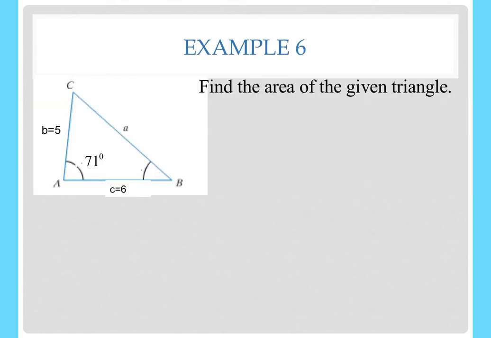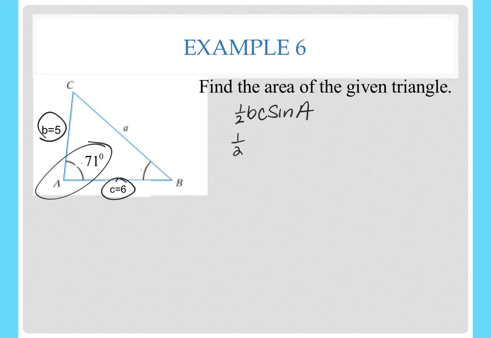Find the area of the given triangle. I have C and I have B and I have angle A. So I'm going to do 1/2 BC sine of A. So 1/2 times 5 times 6 times the sine of 71. And then you let the calculator do the work. So I just type it in as 0.5 times 5 times 6 times the sine of 71.